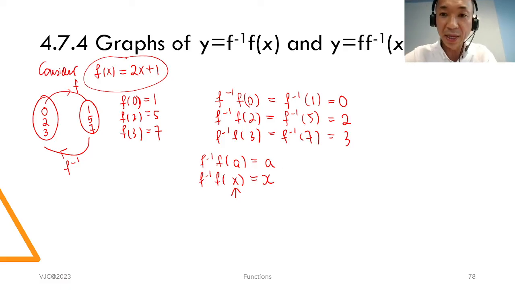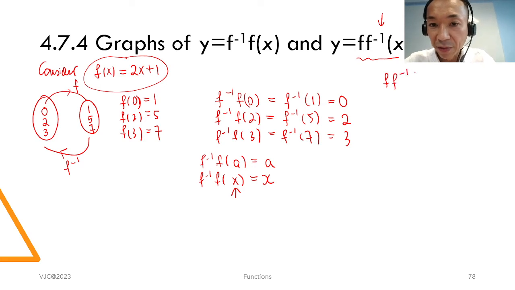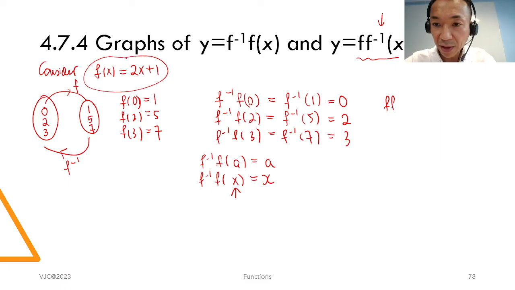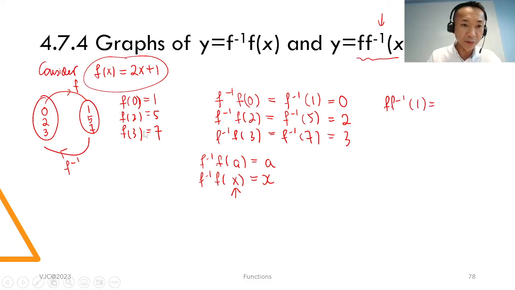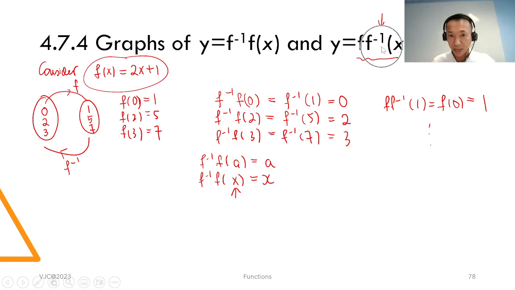Does it work the other way? What about f f inverse x? I think you know. Let us use an example. What is f inverse 1? Here, f inverse 1 is actually 0, which is f(0). And what is f(0)? You get back 1, of course. You will get back the same thing. You do the same thing for a few numbers, you realize that this one will also be x.